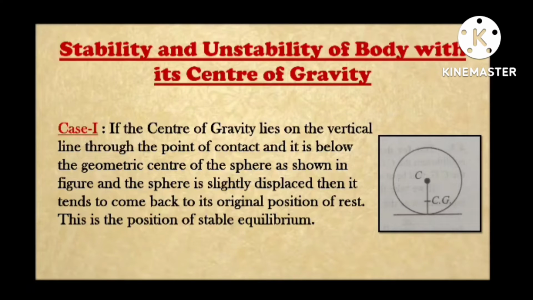Stability and instability of a body with its center of gravity. Through three cases I'll be explaining. Case 1: if the center of gravity lies on the vertical line through the point of contact and it is below the geometric center of the sphere as shown in the figure, and the sphere is slightly displaced, then it tends to come back to its original position of rest. This is the position of stable equilibrium.